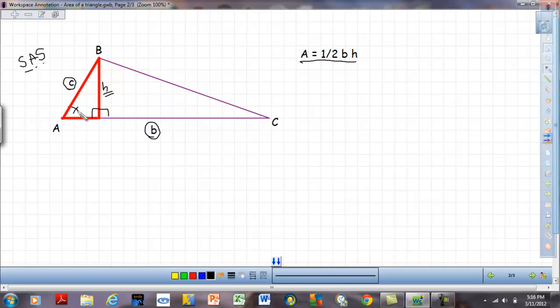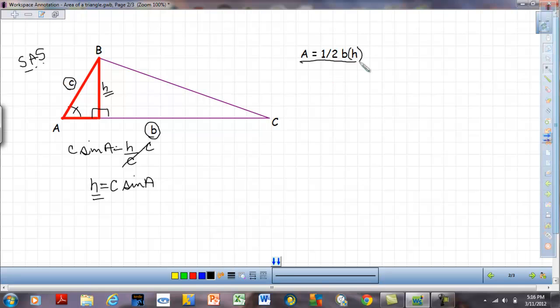Seeing this red triangle over here on the left being a right triangle, I can use my trig ratios to find the height. Given angle A, looking for the height, knowing what C is, I can use the sine to write the equation. The sine of angle A would equal the height over side C. Now if I want to solve that for H, I need to get rid of the C by multiplying both sides by C. That would cancel on the right, and I'd end up with the height is equal to C times the sine of A.